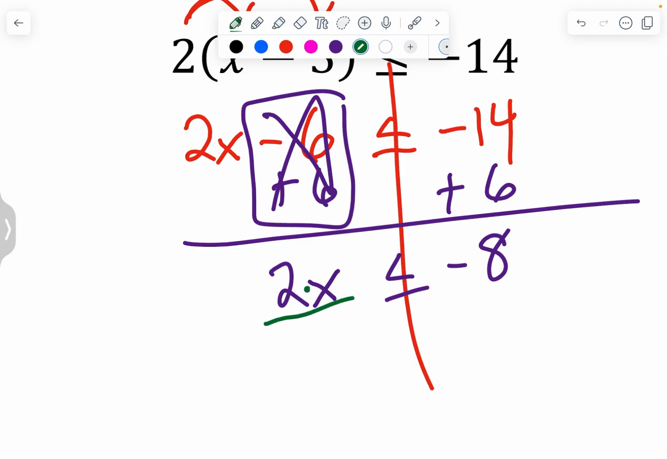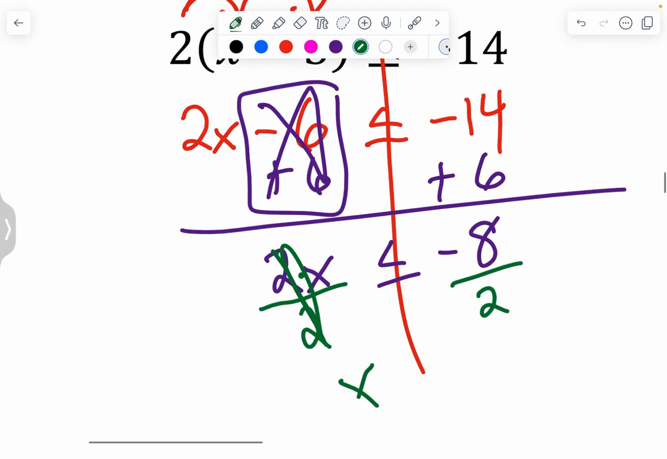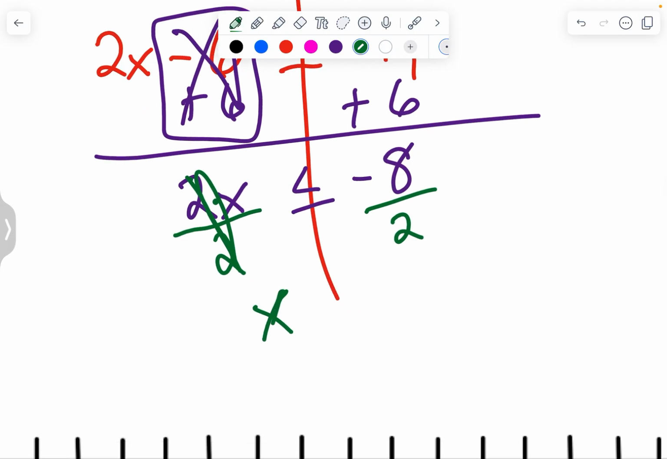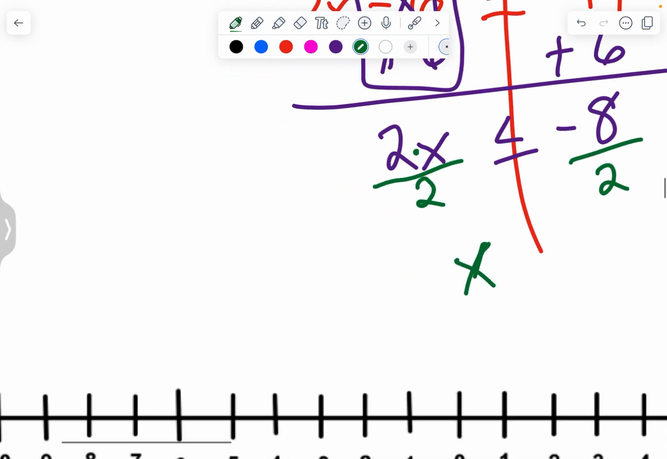Again, we're in the same position, opposite of multiplication and division. So I'm left with x. Now this is where things are really important, okay? You always want to look at the number in front of the x, the coefficient. And if it's positive, like it is now, that means my symbol will stay the same. But if it's negative, that thing's going to flip, okay?